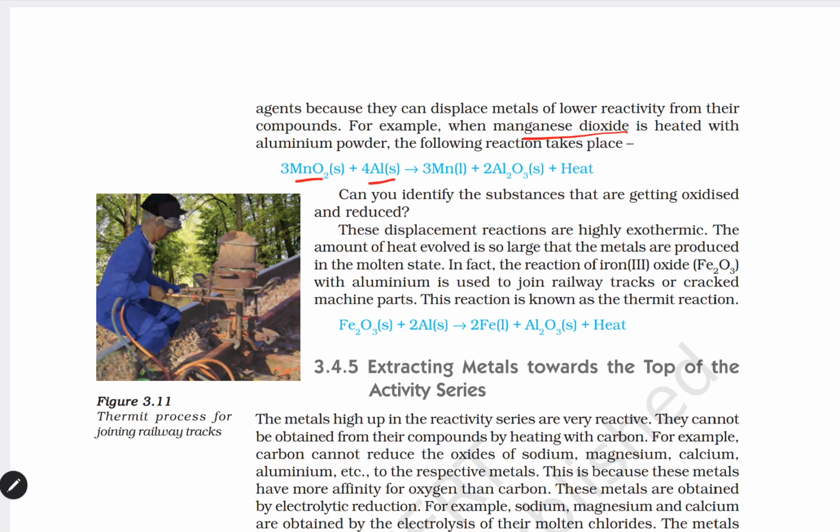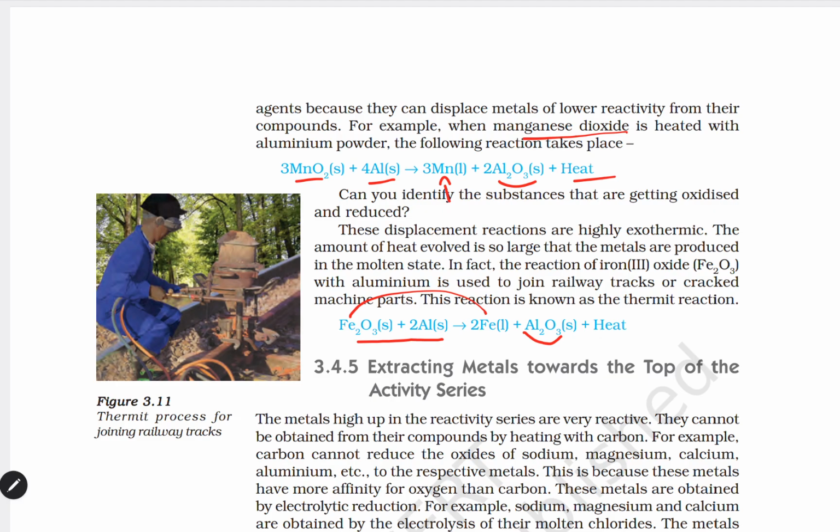The following reaction takes place. Manganese is coming out and Al2O3 is formed in solid form, and heat energy is released. Which substances are getting oxidized and which are reduced? Manganese oxide is getting reduced to form manganese, and aluminium is getting oxidized to form Al2O3; you have to identify that. Similarly, Fe2O3 in solid form reacts with aluminium, then iron is released and Al2O3 in solid form is formed.